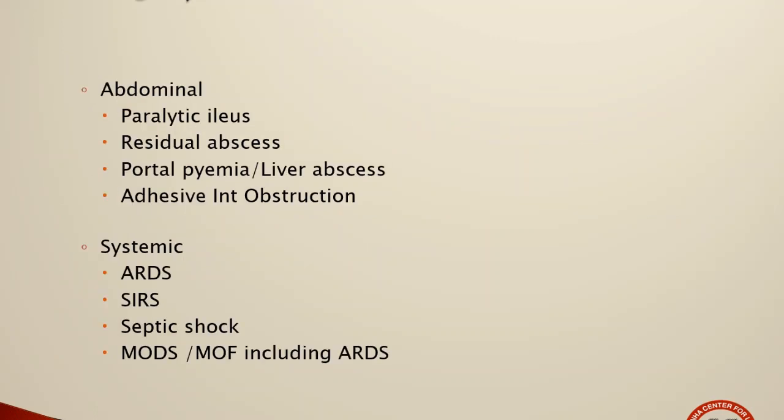Right? The complications. Abdominal complications include paralytic ileus, residual abscess inside the abdominal cavity, portal pyemia, liver abscess, and adhesive intestinal obstruction. Systemic complications: you could have ARDS, that is acute respiratory distress syndrome, SIRS, septic shock, or multiple organ dysfunction syndrome or actual multiple organ failure.